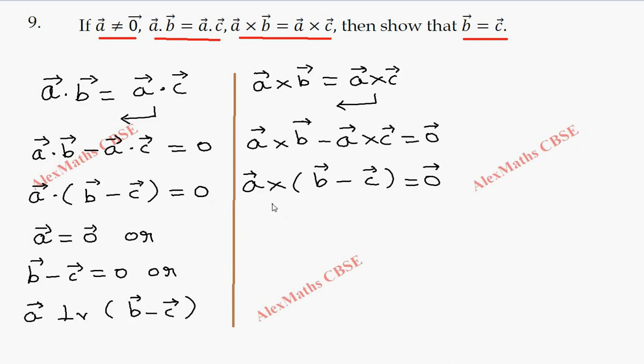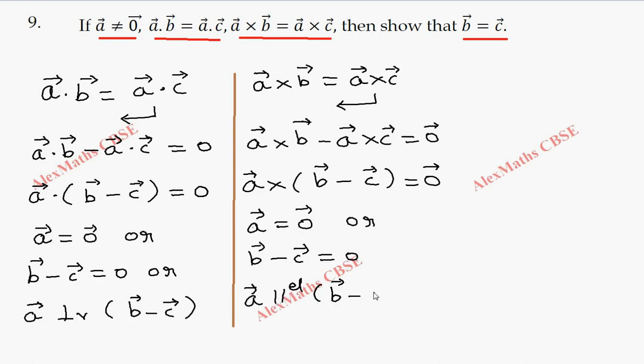Now from this, again, when the cross product is 0, we have 3 options. Either the first vector is 0 vector, or the second part is 0, that is, b vector minus c vector equal to 0, or a vector is parallel to b vector minus c vector, because when a vector is parallel to b vector minus c vector, then the cross product is 0.